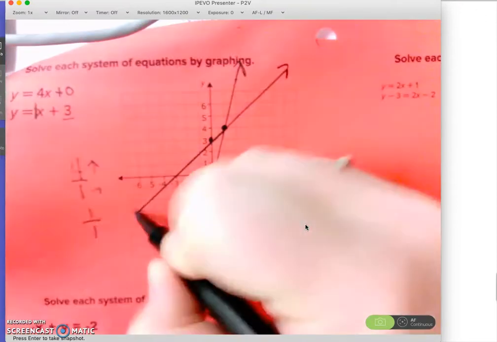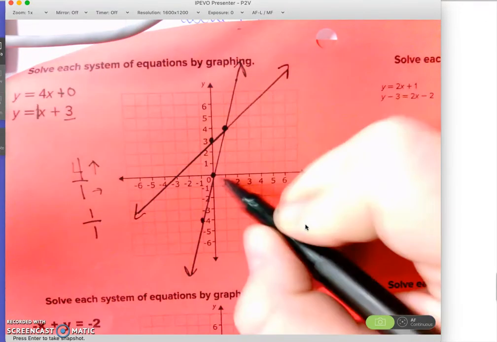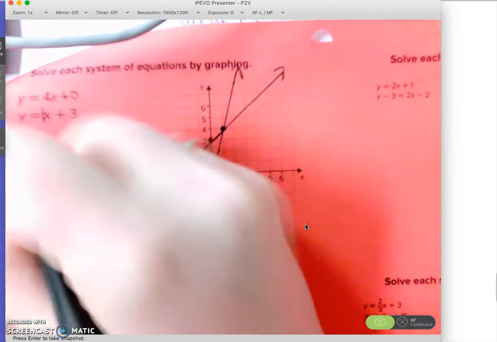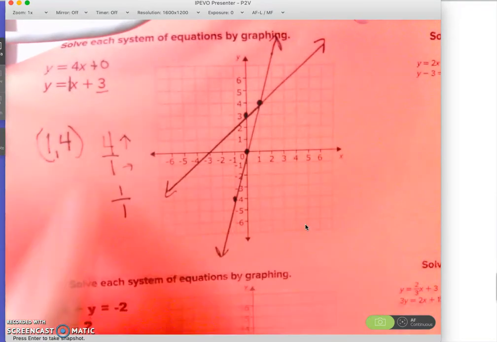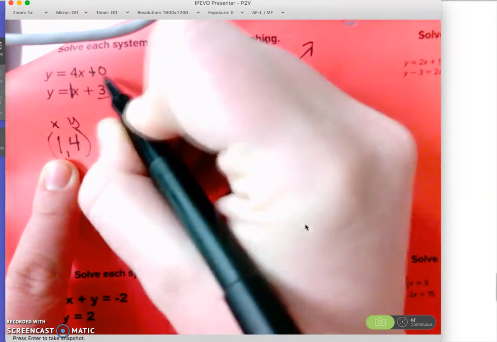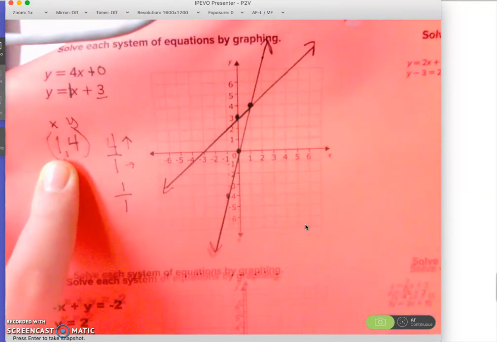And I need to write my solution as an ordered pair. Over 1 and up to 4. So (1, 4), done. If I wanted to check it, I can put this in for x and this for y, for both of my equations, and it should come out true.